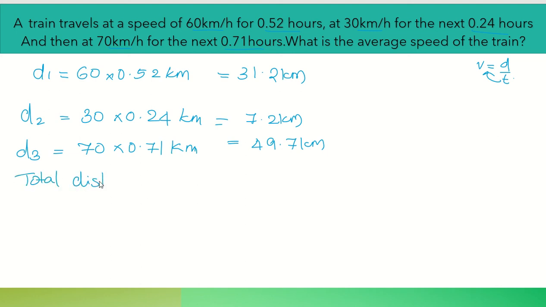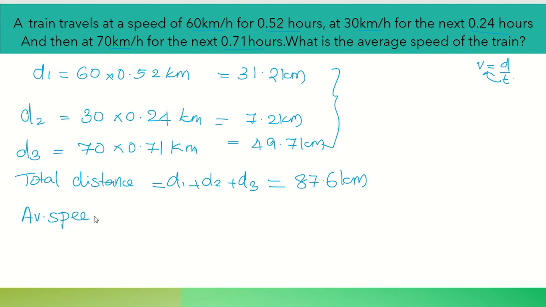You are going to add these three to get the total distance. Total distance is equal to d1 plus d2 plus d3. So when you add these three, you're going to get 87.6 kilometers. You have to add it. Now average speed. Average speed is equal to total distance by total time taken.